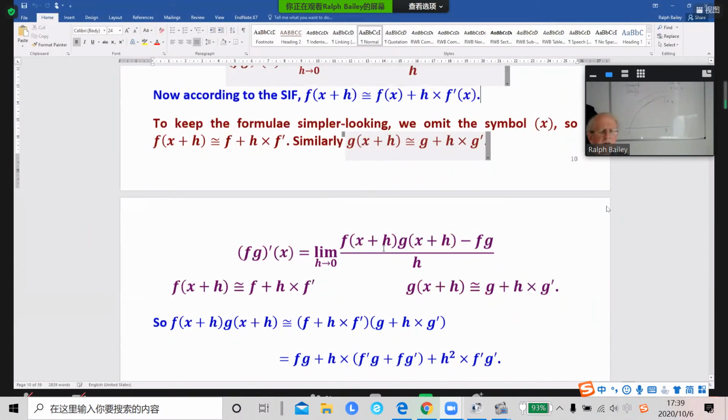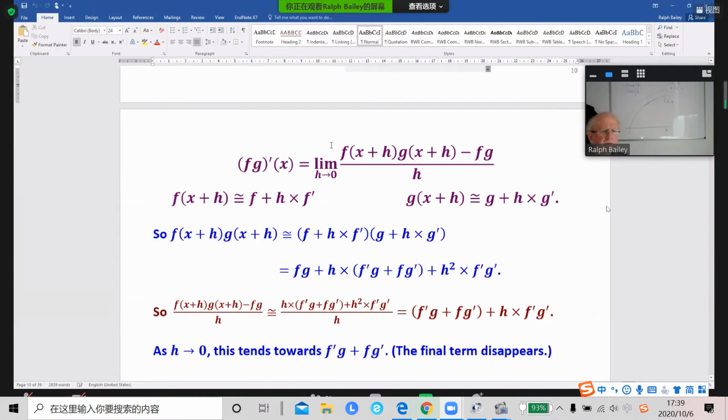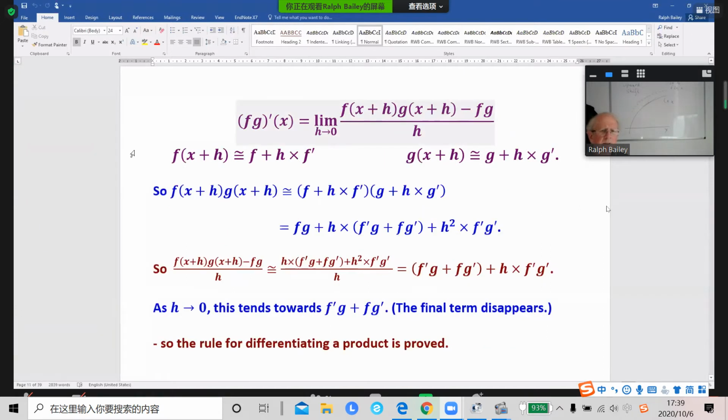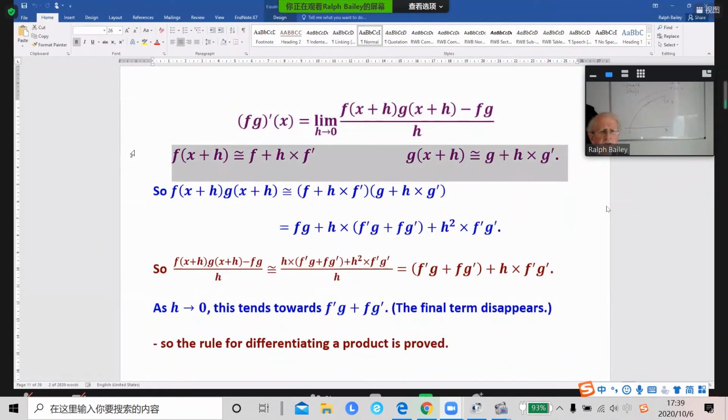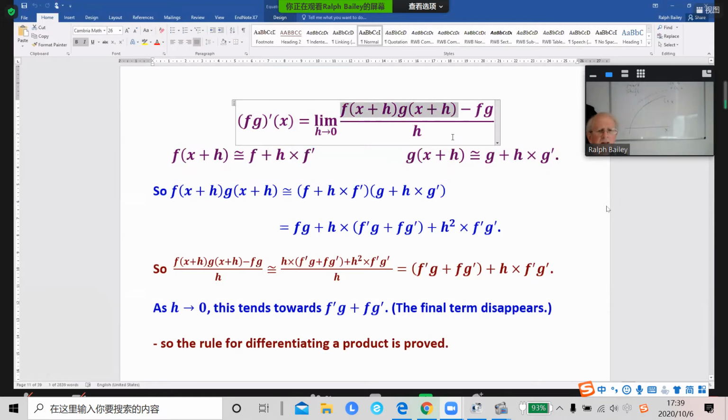All right, here's the formula we start from. Here are two applications of the SIF. So plug those two into the formula at the top of the screen. And well, first of all, plug those two formulae into the first term up here, and then subtract FG. And everything simplifies down to this expression.